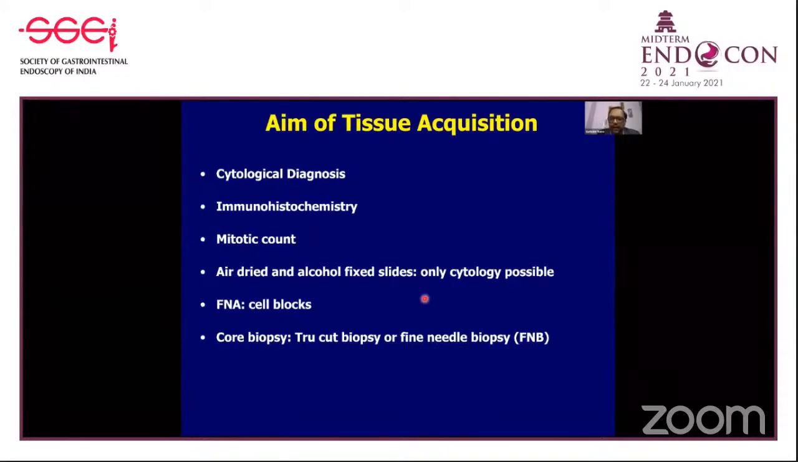And if you look at air-dried and alcohol-fixed slides, we can only do a cytology. Hence, if we are doing a fine needle aspiration, it is also very important to have cell blocks, because on cell blocks, we can perform immunocytochemistry. And if you are doing a fine needle biopsy, have a tissue core to perform the immunohistochemistry.